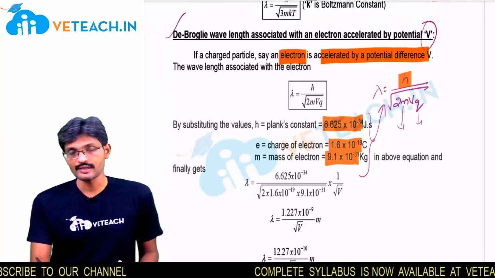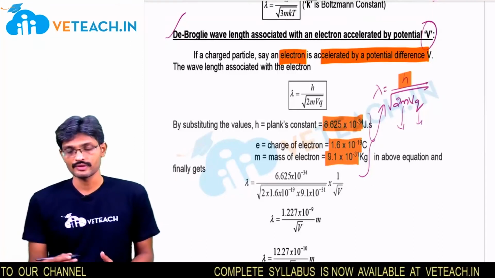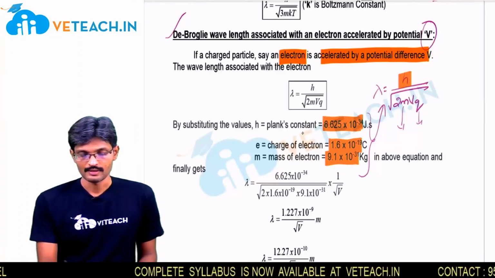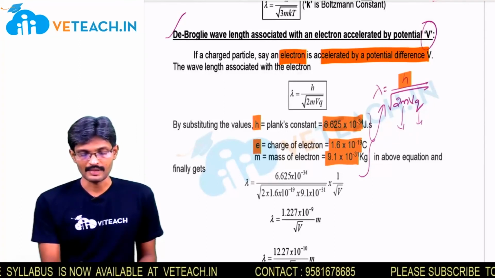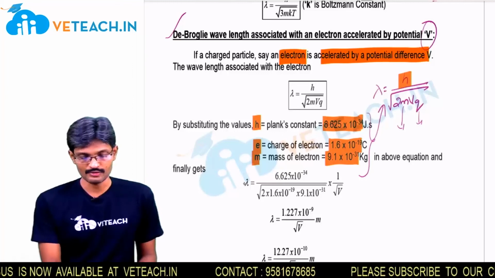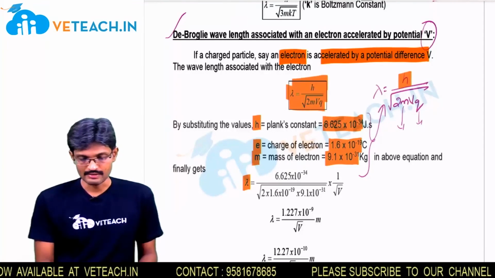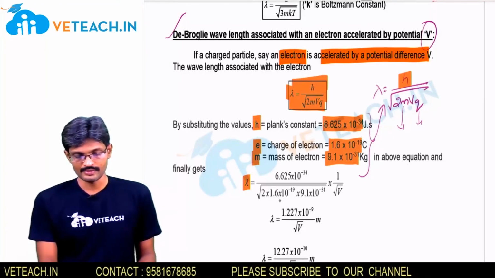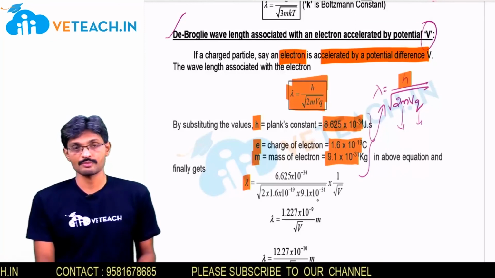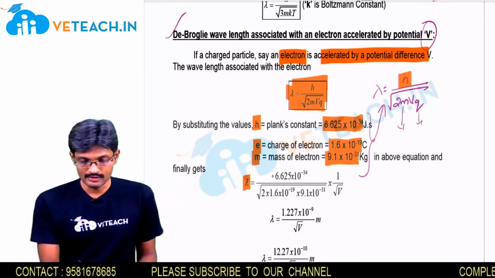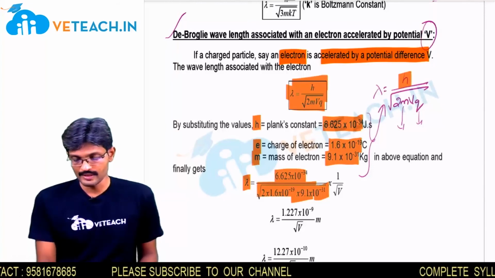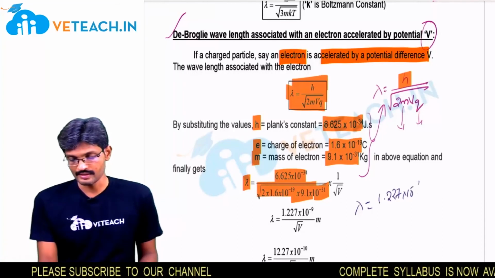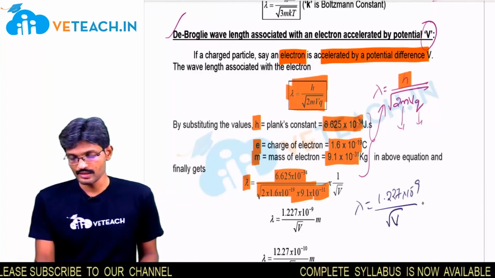Since the potential V is a variable term, we keep this term outside and substitute all the values of Planck's constant, charge of the electron and mass of the electron. We have lambda is equal to 6.625 into 10 to the power minus 34 divided by square root of 2 into 1.6 into 10 to the power minus 19 into 9.1 into 10 to the power minus 31, into 1 by root V. If we solve this numerical value, lambda is equal to 1.227 into 10 to the power minus 9 divided by root V meters.